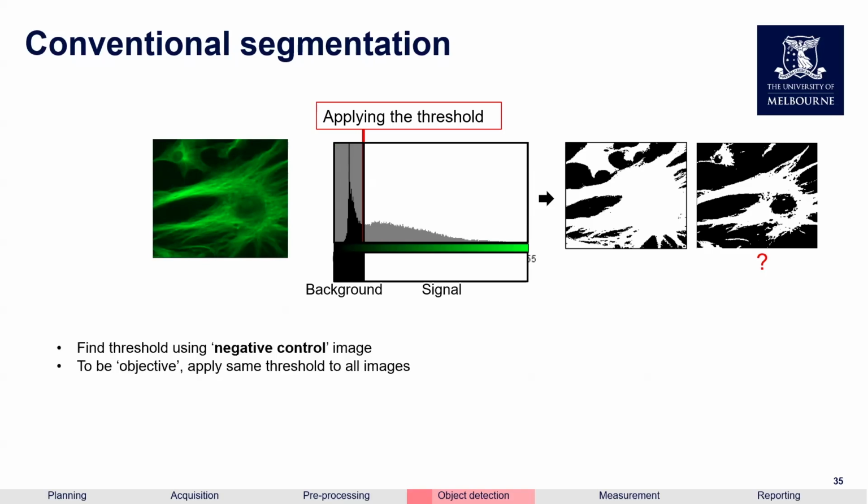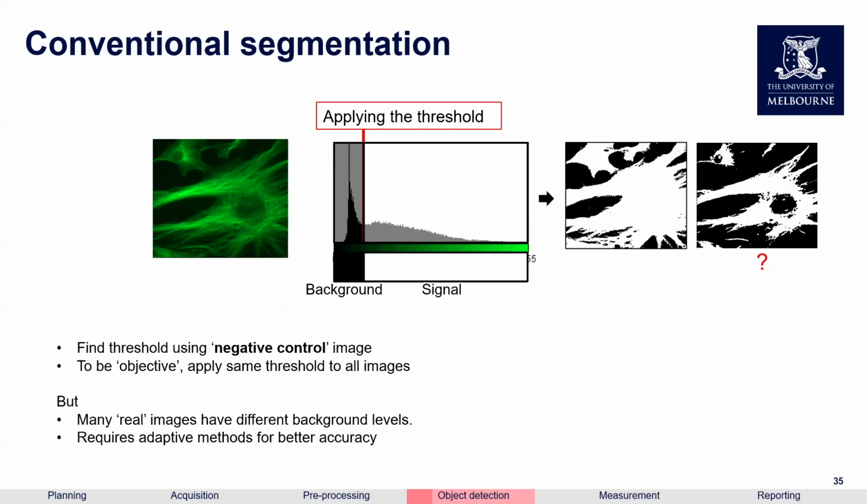The simplest approach is to use a negative control image with no expected signal. Then we can set the threshold based on that image and apply the same threshold to all the rest of the images for consistency. But in real life, the background levels often vary between images, making a single fixed threshold ineffective.